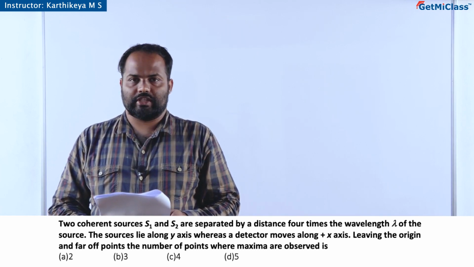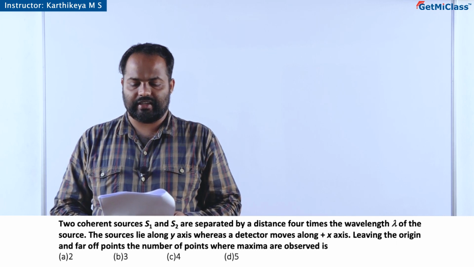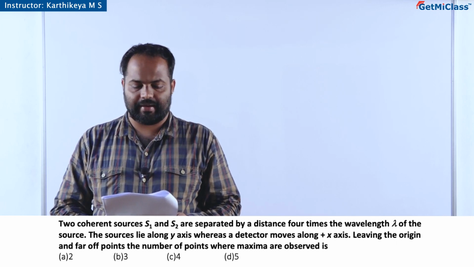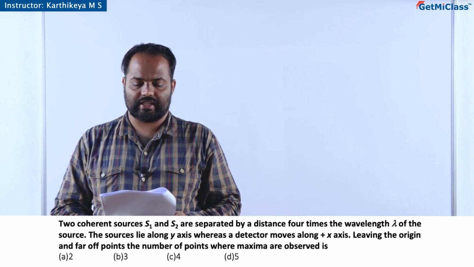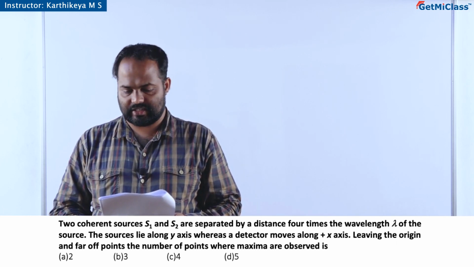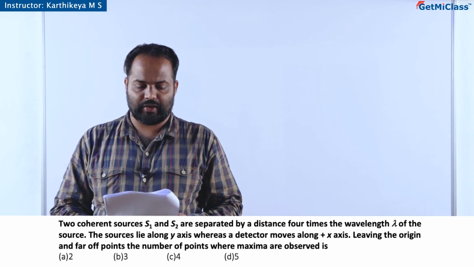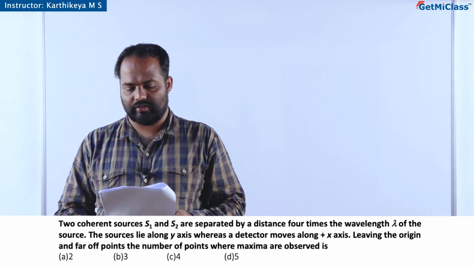Two coherent sources S1 and S2 are separated by a distance 4 times the wavelength lambda of the source. The sources lie along the y axis, whereas a detector moves along the positive x axis. Leaving the origin and far off points, find the number of points where maxima are observed.